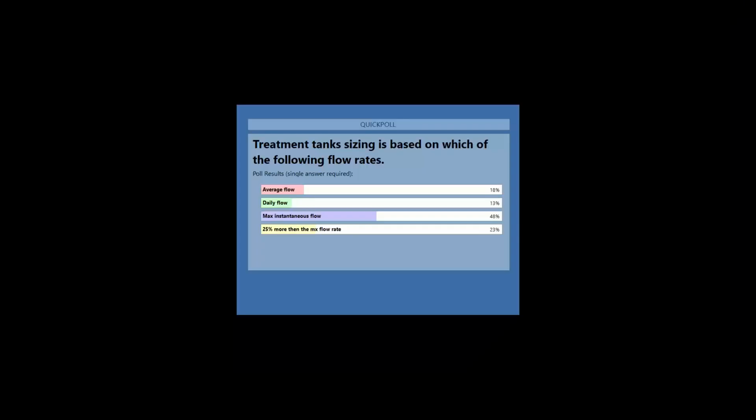All right, thank you. Again, the poll question was, treatment tank sizing is based on which of the following flow rates? Average flow, daily flow, max instantaneous flow, or 25% more than the max instantaneous flow? And the answer is the max instantaneous flow. You need to size it for treatment to allow for your worst case scenario coming into your system.